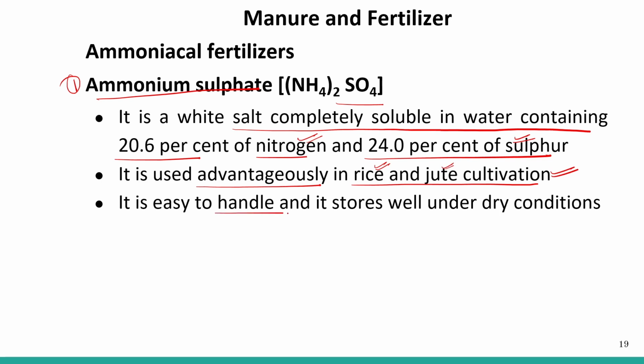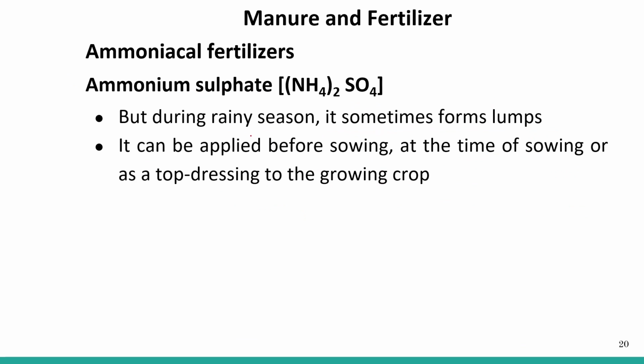It is easy to handle and it is stored well under dry condition. So it can easily be added to the soil, and it can easily be stored in the dry condition, right? So this is the white salt completely soluble in water, and it contains a good amount of nitrogen, that is 20.6% nitrogen and 24% sulfur, right? So it is used for rice and jute cultivation, but during the rainy season it sometimes forms lumps.